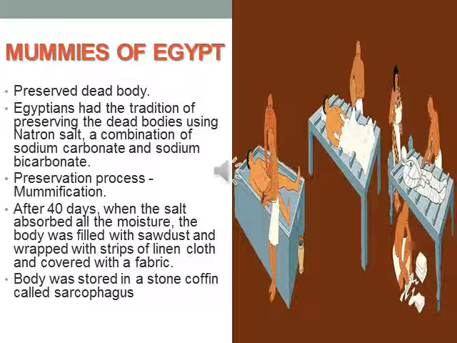This natron salt is a combination of sodium carbonate and sodium bicarbonate. The preservation process is called mummification. After 40 days, when the salt had absorbed all the moisture, the body was filled with sawdust and wrapped with strips of linen cloth. You can see in this picture.